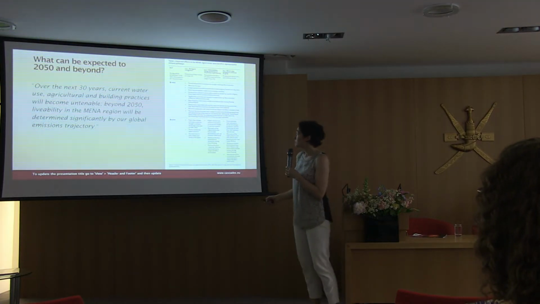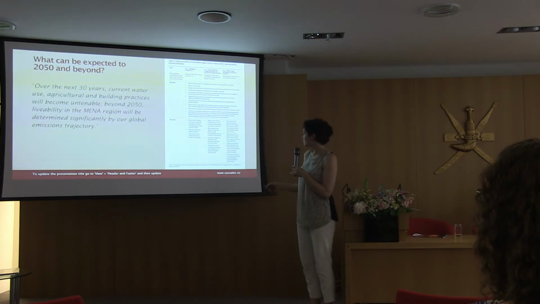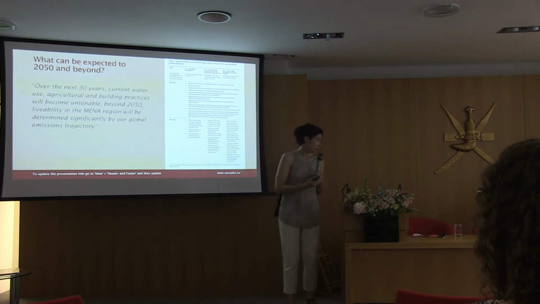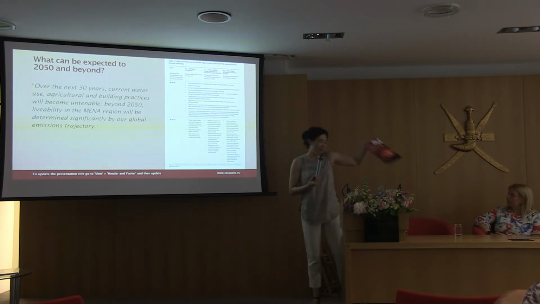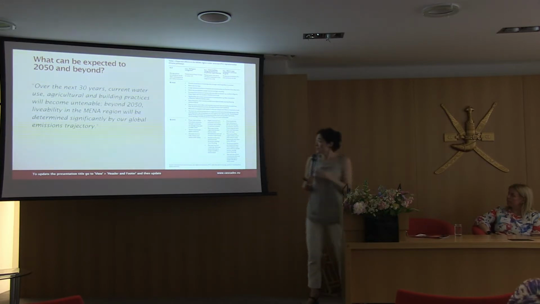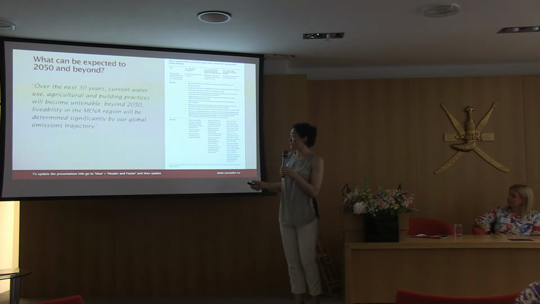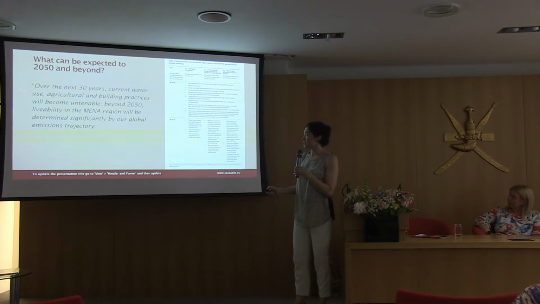What can be expected to 2050 and beyond? We compiled something in the report which is available online. This is just a summary. I just wanted to pull out the quote rather than reading anything out, because the most significant thing is that over the next 30 years, current water use, agricultural and building practices will become untenable, and then beyond 2050, livability in the MENA region will be determined significantly by the global emissions trajectory.